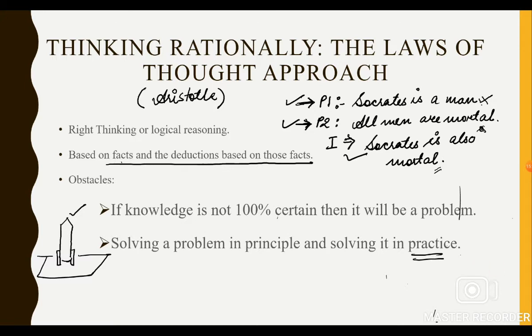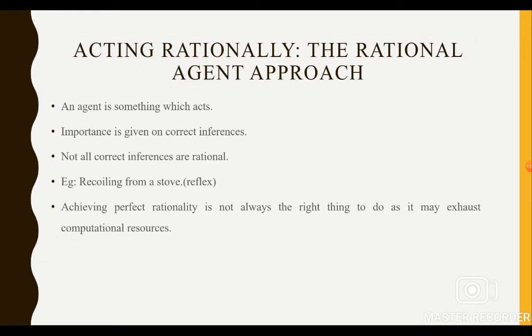Okay, and the last block that we will be discussing for today is acting rationally, or the rational agent approach. So for this we need to have an agent, and this agent can be defined as something which acts, basically something which performs any action. Okay, and like the laws of thought approach in the previous slide, it also gives importance to correct inferences. Now we also have to understand that this agent is not a normal agent but a rational agent. Okay, so what is a rational agent? A rational agent is one that acts so as to achieve the best outcome or, when there is uncertainty, the best expected outcome.